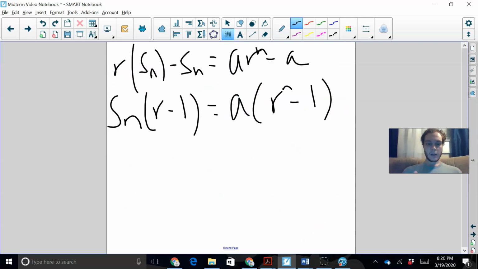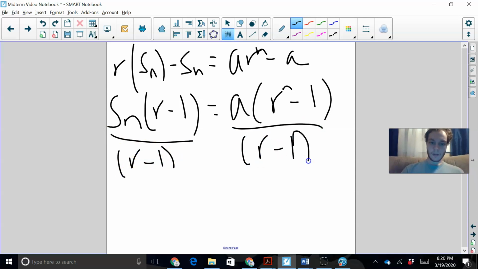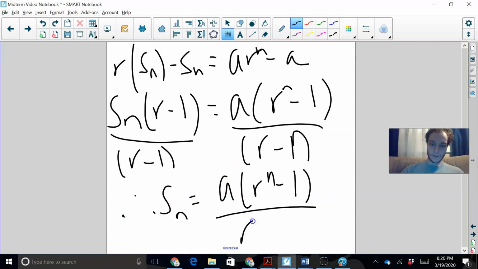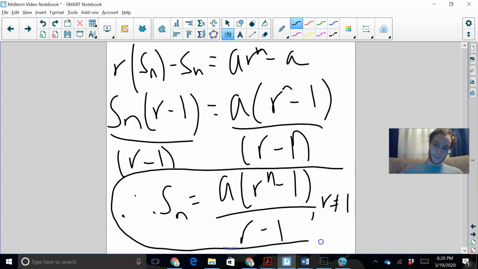Looking here, I want to find the sum, which is s sub n. So to get that, I need to divide by r minus 1 on both sides. So therefore, s sub n equals a times r to the n minus 1, all over r minus 1. And it should be definitive that r cannot equal 1, because then the denominator will be 0. And that is your proof of that formula.